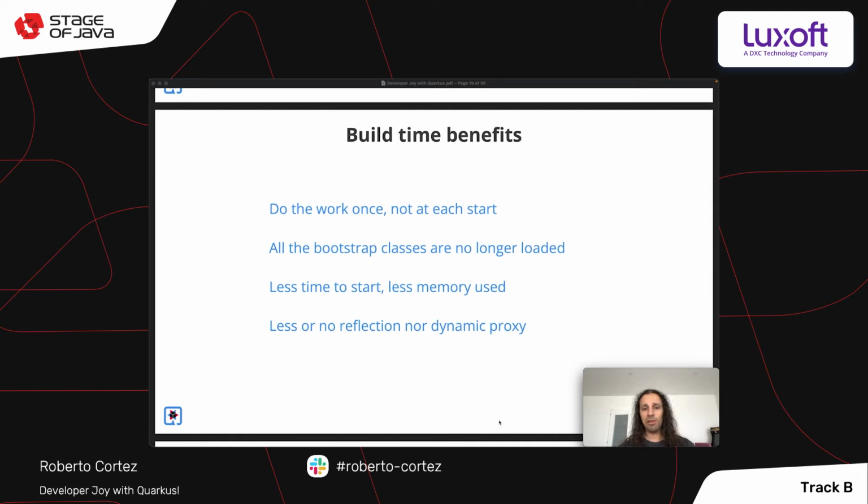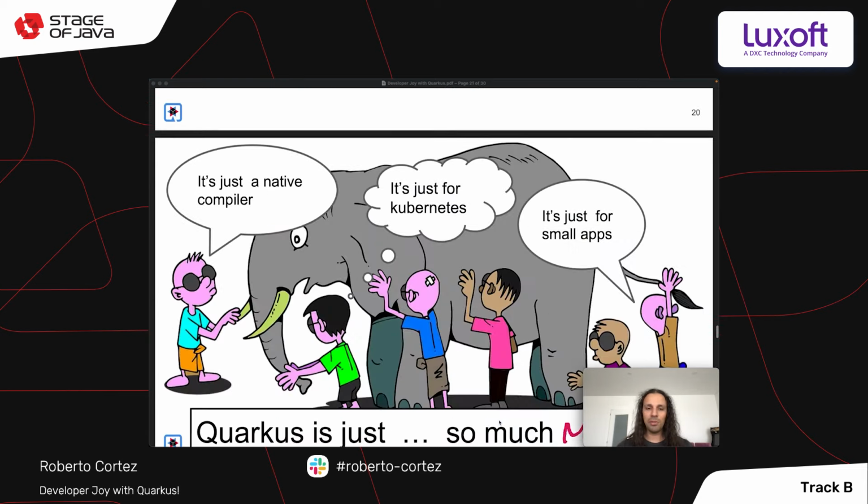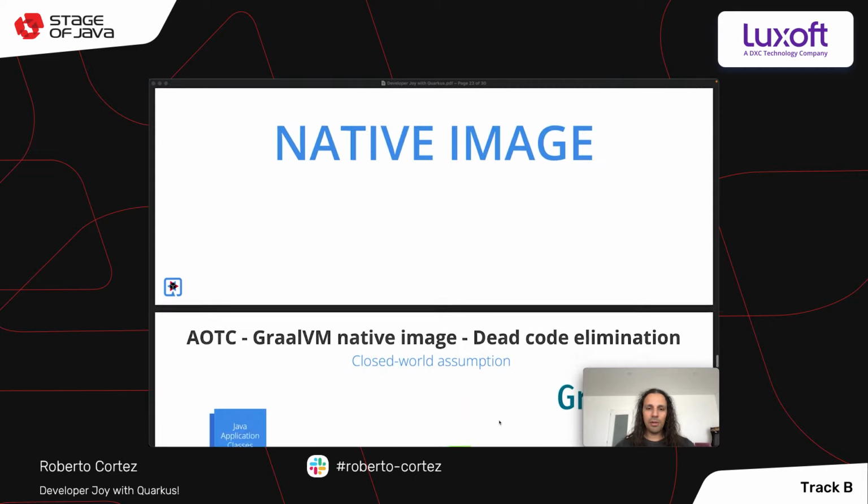One of the things we also do with Quarkus is we try to have as little reflection as possible and no dynamic proxying. And one of the reasons we do this is to be completely ready to build the app as native. So how are we able to do this? So let's go to native image.